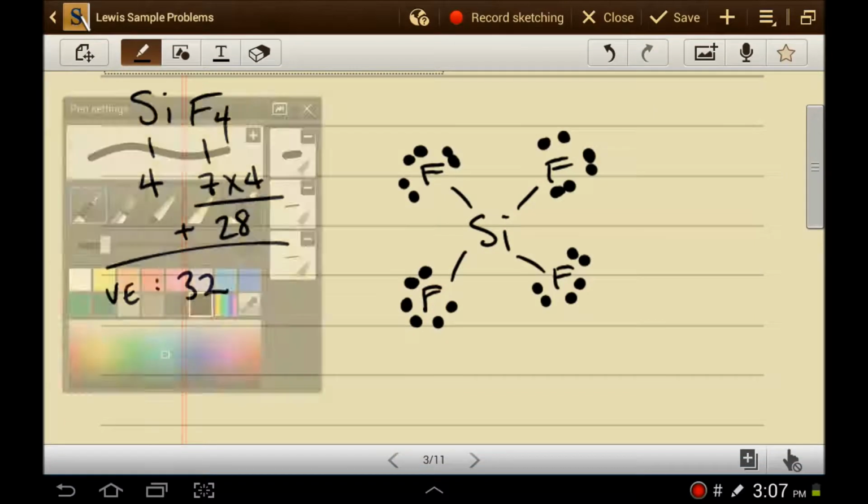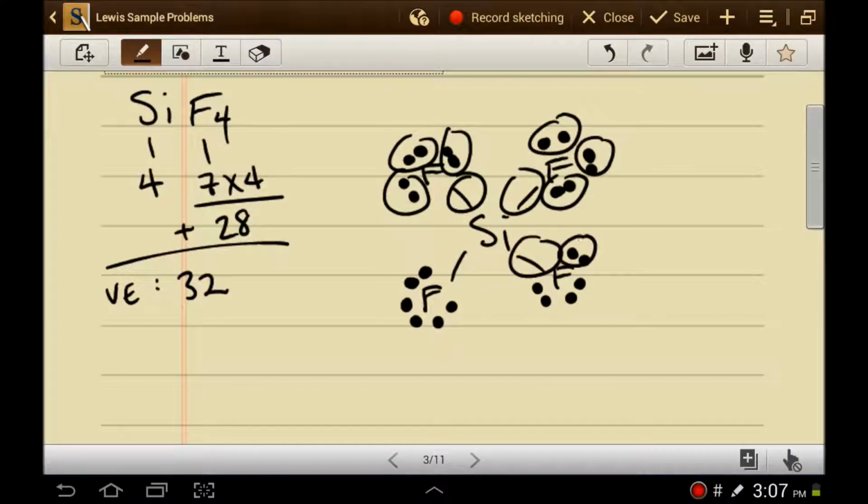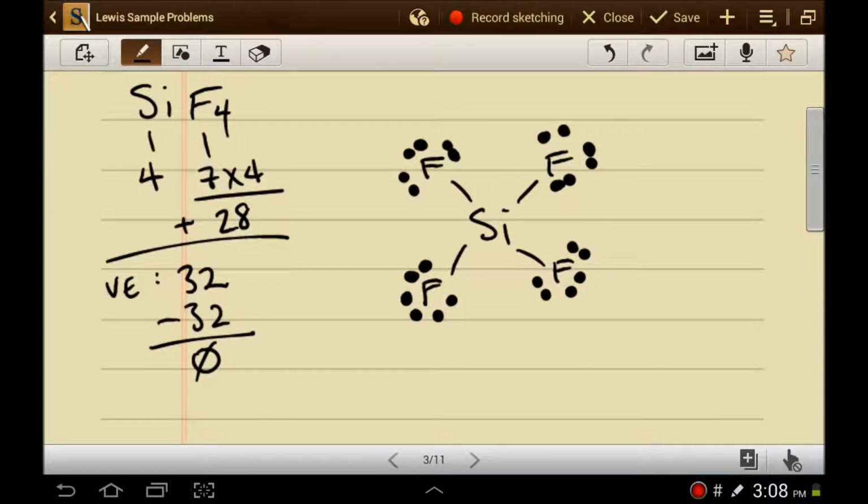Step 4. Check to see if there's any leftover electrons. 2, 4, 6, 8, 10, 12, 14, 16, 18, 20, 22, 24, 26, 28, 30, 32. I've used 32 electrons in my structure so far. I have no electrons left to use. So I will not be doing step 4. I will not put additional electrons on the central atom.